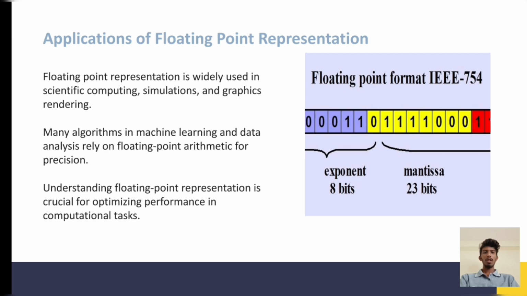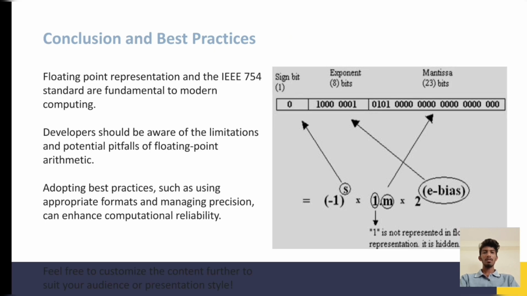Applications of floating point representation. Floating point representation is widely used in scientific computing, simulations, and graphics rendering. Many algorithms in machine learning and data analysis rely on floating point arithmetic for precision. Understanding floating point representation is crucial for optimizing performance in computational tasks.